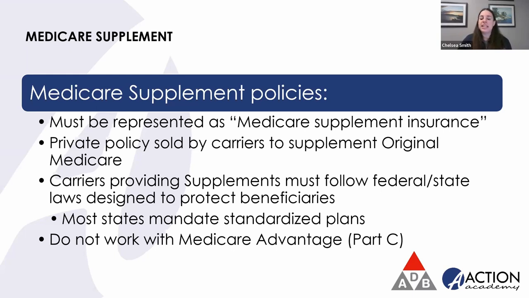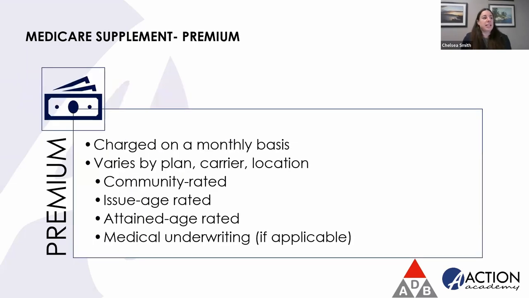Other differences include pre-existing condition waiting periods, crossover of claims from the Medicare administrative contractor to a Medigap policy, guaranteed issue, stuff like that. So the premium is determined kind of by an attained age, a community pool, or an age at issue. That's something that you'll get into a little bit more next week with the more expertise stuff. So Medicare supplement premiums are charged monthly and vary by plan, carrier, and locale. They are community rated, issue age rated, attained age rated, and medical underwriting, if applicable, is sometimes utilized.